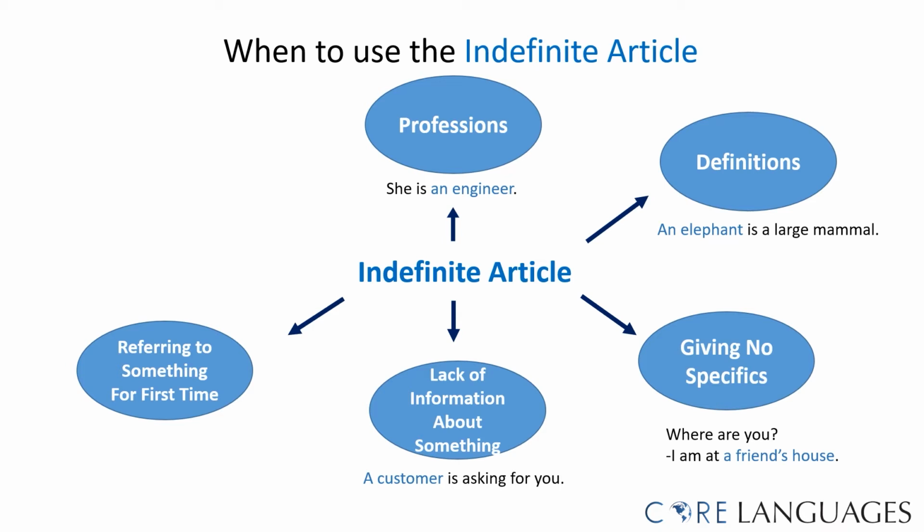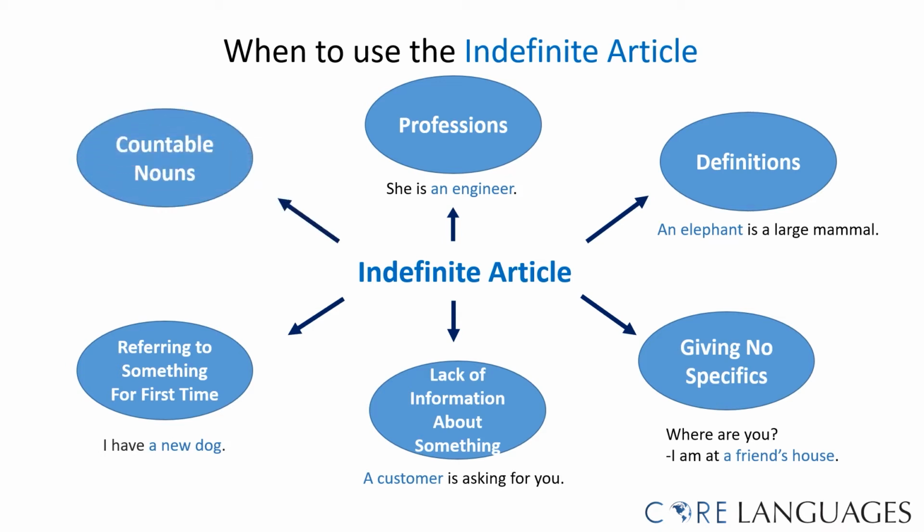When we refer to something for the first time, we need to use the indefinite article. For example, I have a new dog. We also use the indefinite article with countable nouns. For example, they have a pool.